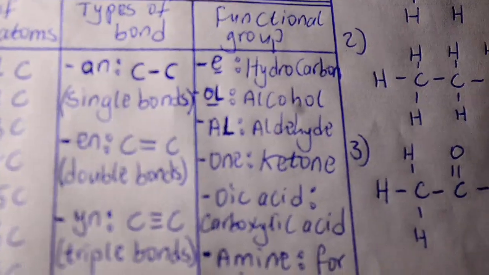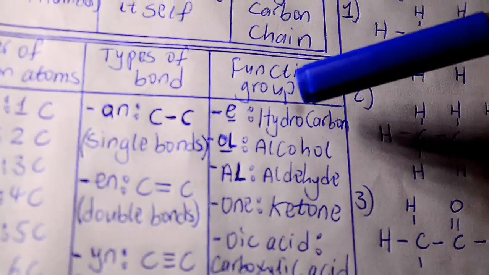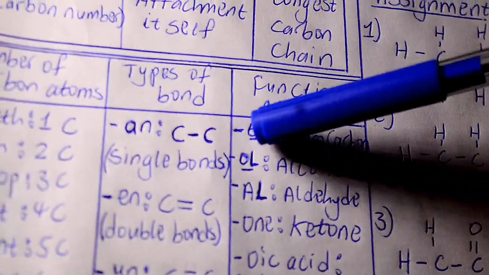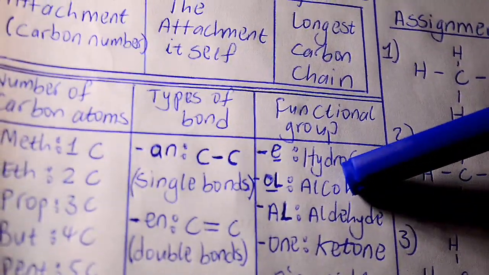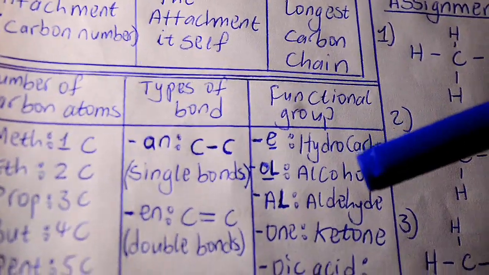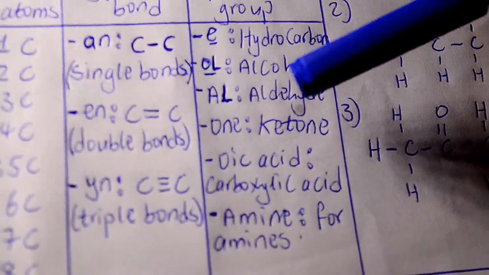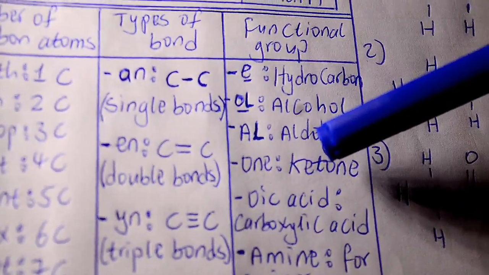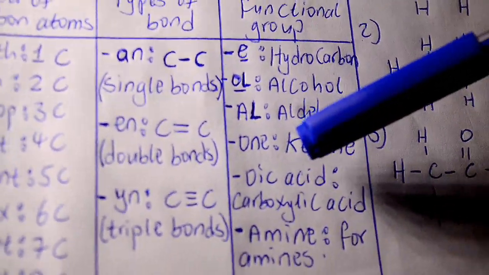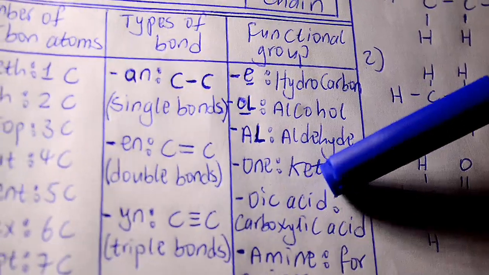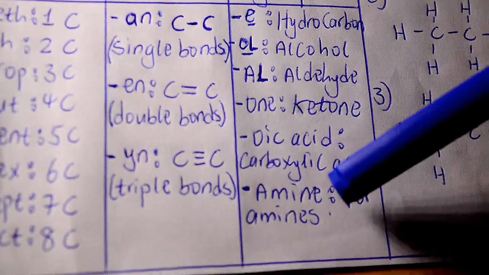And finally, the functional groups. When the compound is a hydrocarbon, you use the letter E at the end. If it is an alcohol, you use the letters Ol. If it is an aldehyde, you use the letters Al. If it is a ketone, then you use the letters One. If it is a carboxylic acid, the name must end with oic acid. And if it is an amine, your naming must end with amine.